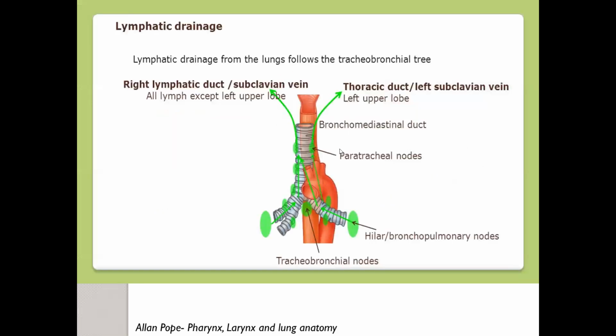To simplify matters, this is a small diagram which shows the general rule followed by lymphatic drainage in the lung. All lymph except for lymph drained from the left upper lobe drains into the right lymphatic duct. So the arrows on the right side of the diagram show that all the lymph entirely from the right side of the lung and also from the lower portion of the left lobe drains into the right side, whereas only the left upper lobe drains into the thoracic duct via the left subclavian vein.